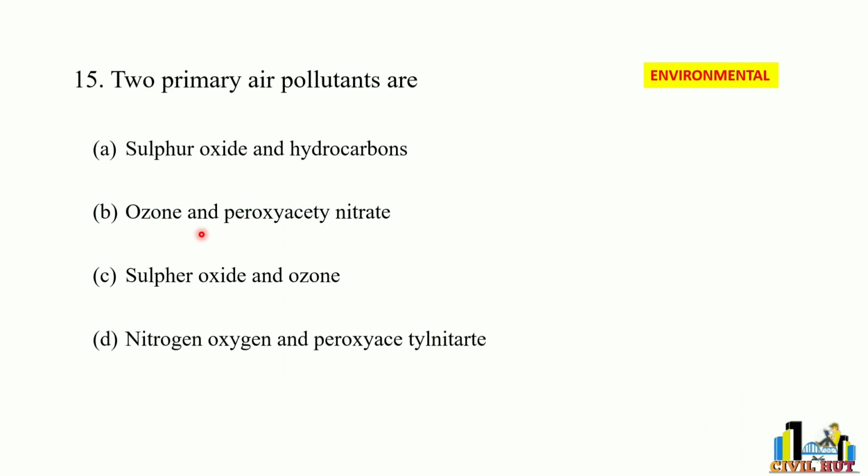Next one is the two primary air pollutants are A. Sulfur oxide and hydrocarbons, B. Ozone and peroxyacetylene nitrate, C. Sulfur oxide and ozone, D. Nitrogen oxide and peroxyacetylene nitrite.